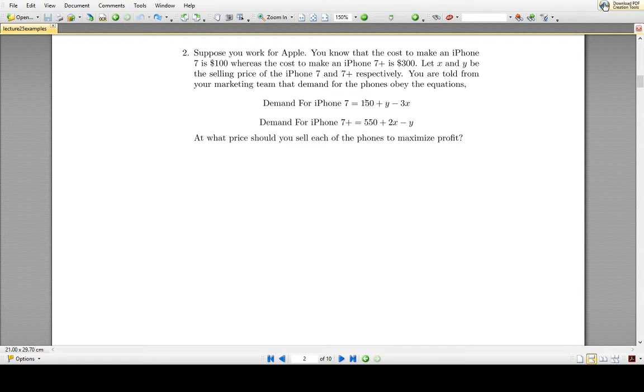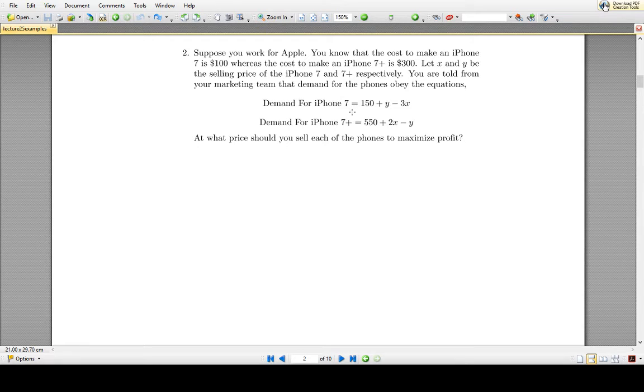Now this actually kind of makes a little bit of sense because if you look at the first equation here, the demand for iPhone 7, as the price for iPhone 7 Plus goes up, so as Y goes up, the demand for iPhone 7 will also go up because iPhone 7 is now becoming cheaper and cheaper. Whereas if you increase the price of iPhone 7, which is X, you'll see it's got a negative sign here. So as you increase the price of iPhone 7, the demand for iPhone 7 will go down.